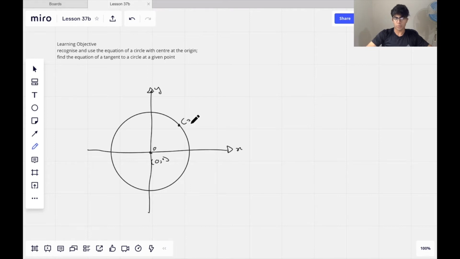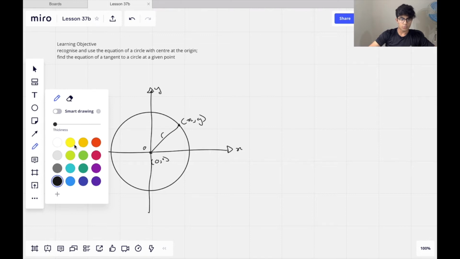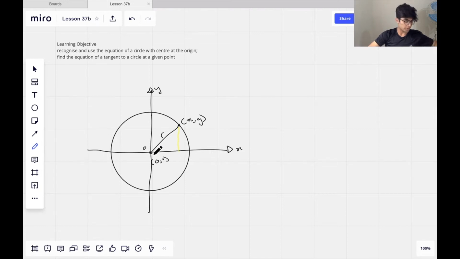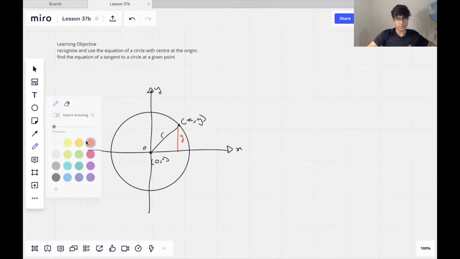And this is some general point x, y. We know that there's a certain radius. So let's say that the radius is r. Now, when we draw this here, we can also say, to get to the point x, y, we travel x along the positive x direction and y up. So we have this. This is the length y, and this is the length x. And of course, it's going to be a right angle triangle.